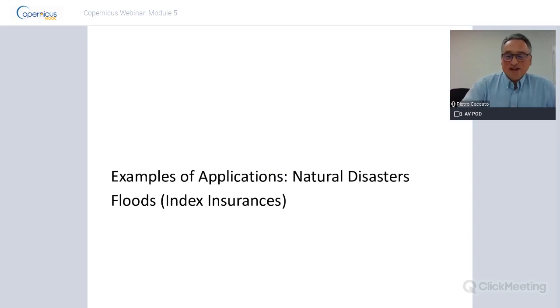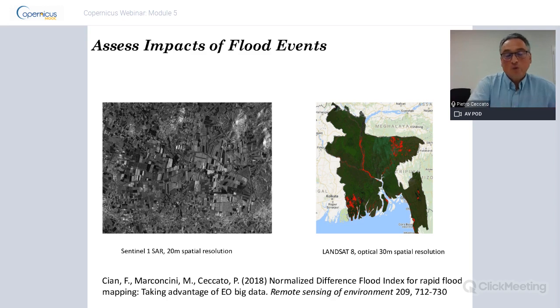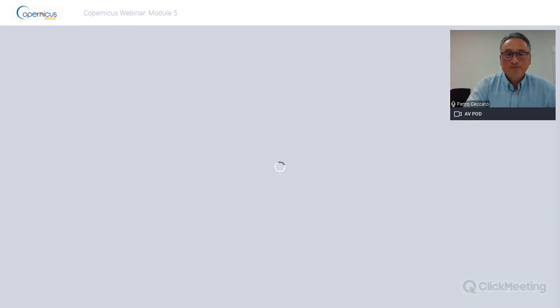Next one is the natural disaster, the flood, and index insurance. So here I'm using Sentinel-1 on the left, which is the radar system that I can use to monitor the floods. Fortunately, there is an animation there, but it doesn't look like it's working. But you could see how the flood impacts the villages. And on the right, I'm also using Landsat 8 or Sentinel-2 to monitor floods, in this case in Bangladesh. And we have a paper explaining the methods that we have developed, which was published in 2018.